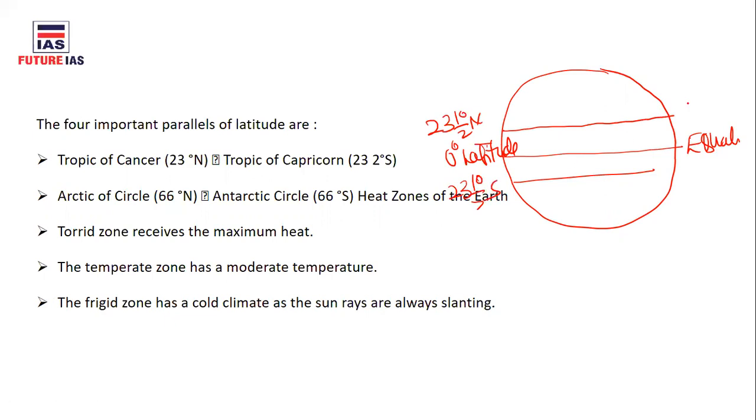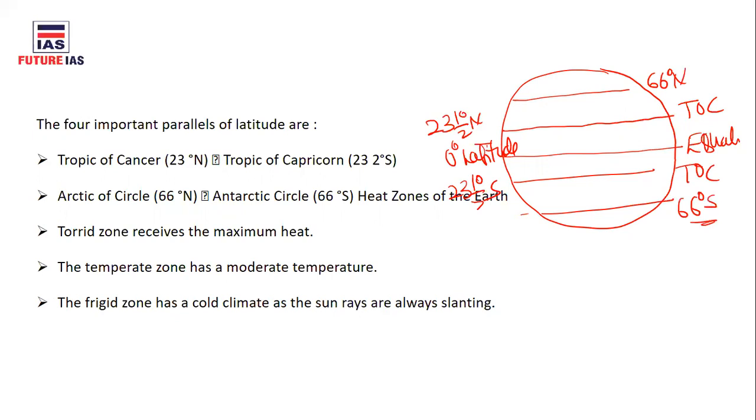It is called the Tropic of Cancer. You will have the Tropic of Cancer in the northern hemisphere, and you have the Tropic of Capricorn in the southern hemisphere at 23.5 degree south. All right, and you will have the Arctic Circle, at 66 degree north, and the Antarctic Circle, at 66 degree south.